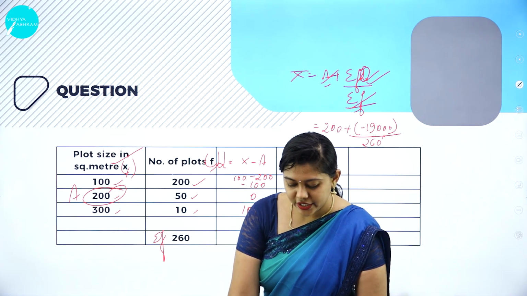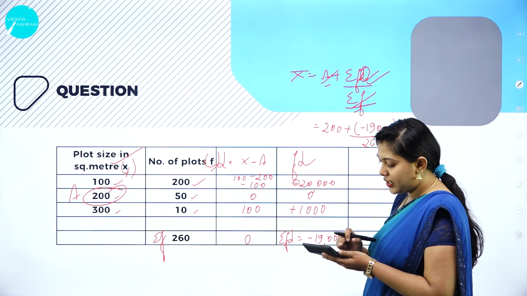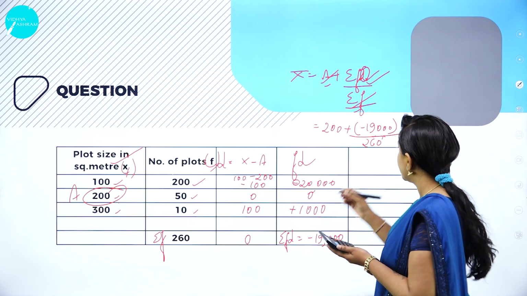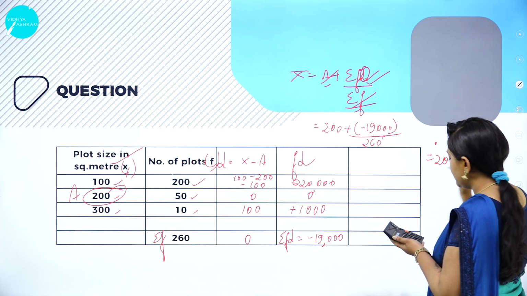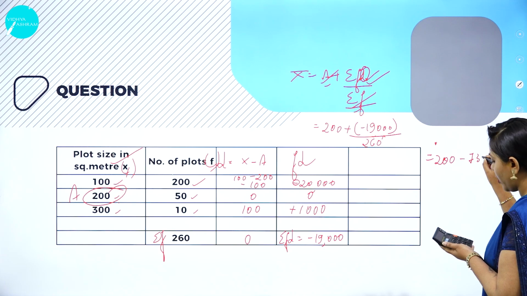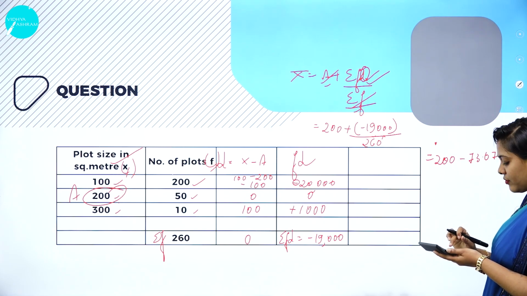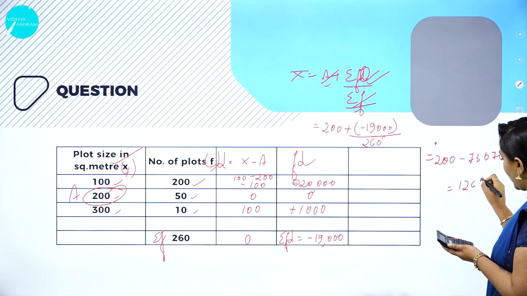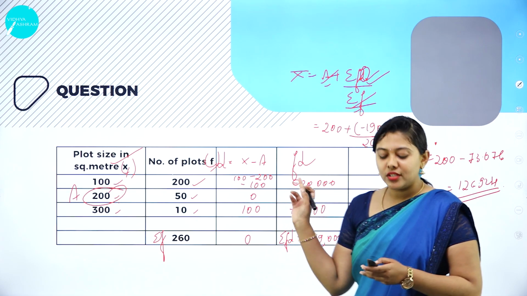Now let's use the calculator and find out the mean. Plus into minus will be minus. 19,000 divided by 260 is 73.076. If you subtract it from 200, the answer will be around 126.924.